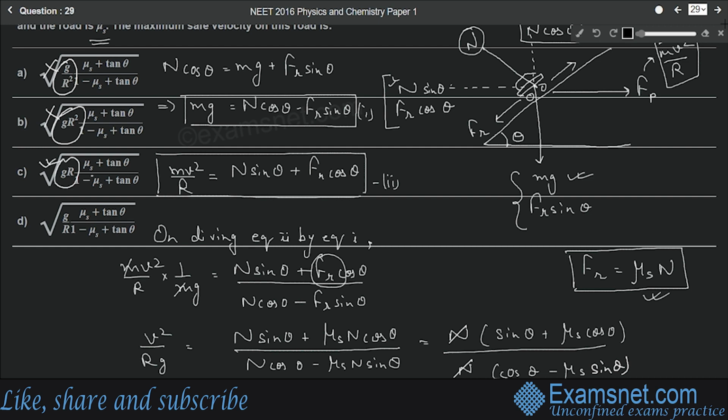Mu s plus tan theta upon 1 minus mu s tan theta. This plus sign will not be there, okay? 1 minus mu s tan theta. So option C will be the correct answer.